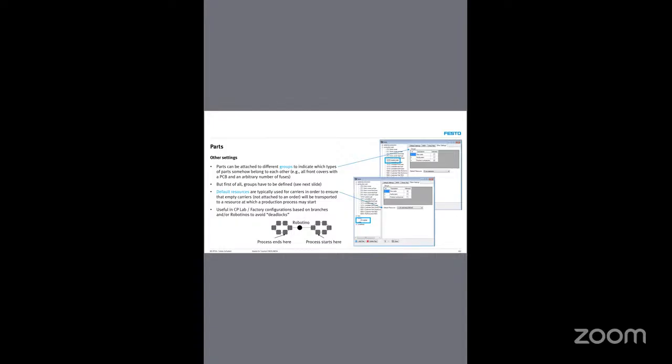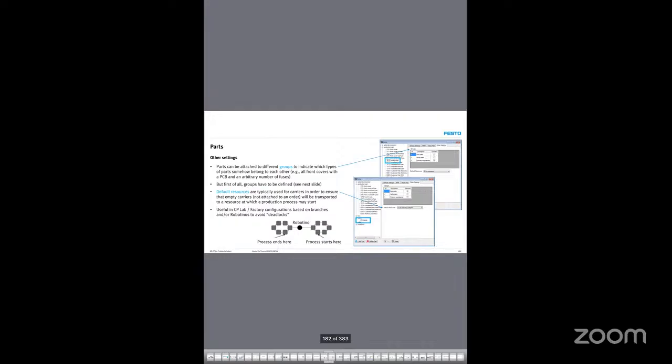Next will be other settings. With other settings, we can club similar parts into a group, for example front cover family. In the front cover family, we can include, for example, front cover with fuse and front cover with PCB. We can include all these in a group called front cover family.